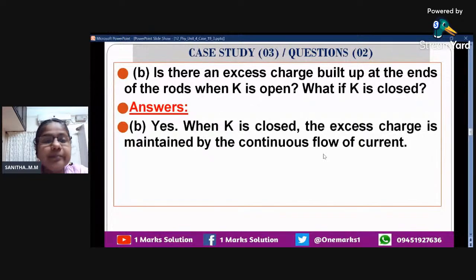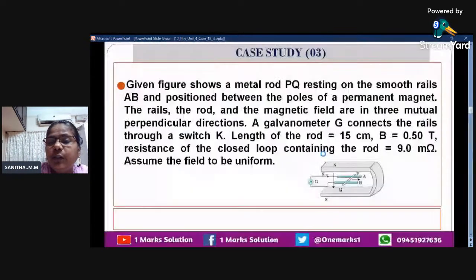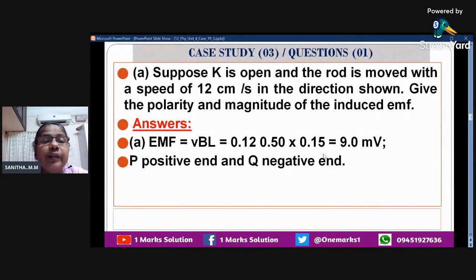Second question. Is there an excess charge built up at the ends of the rod when K is open? I will just show the figure once again, because from the figure only you can understand. If the key is open, anyway, the charges will be produced there. Potential difference will be produced. Why? Because we know that this rod is inside the magnetic field, and if the rod is moving, an EMF is induced there. If there is any change in magnetic field, induced EMF will be there. So due to this induced EMF, there will be some charges. So that is the question here.